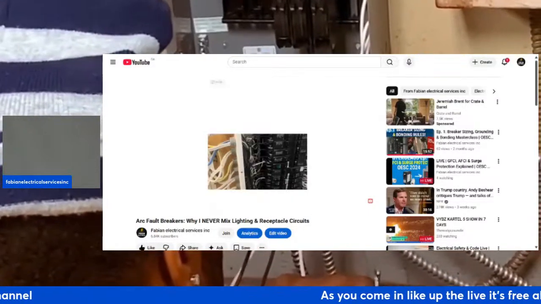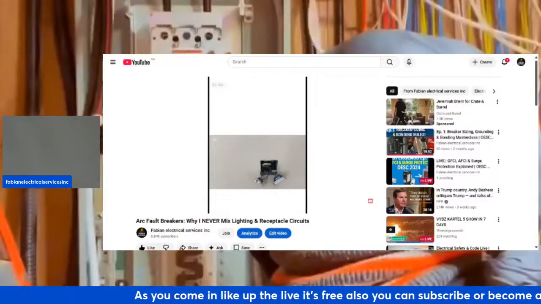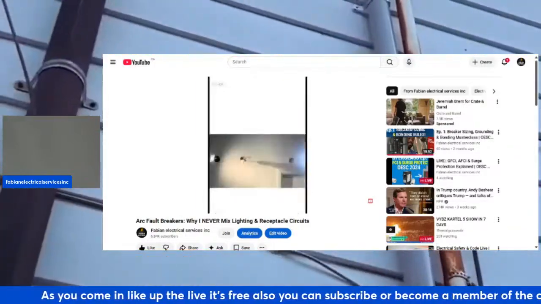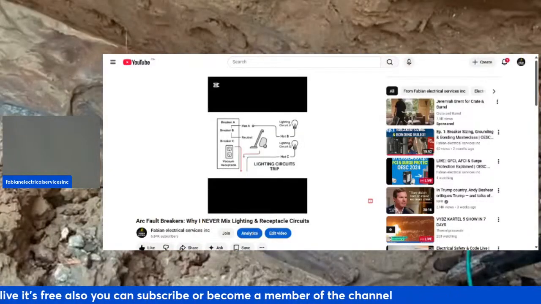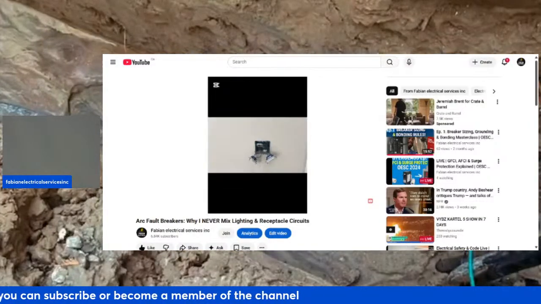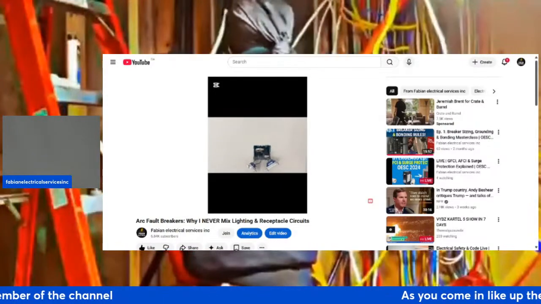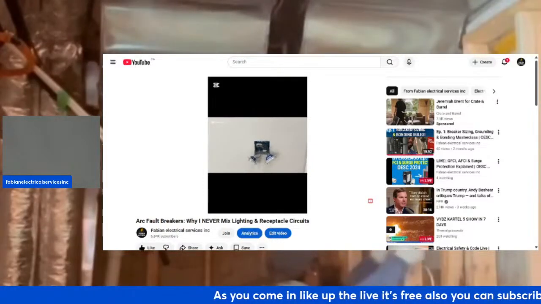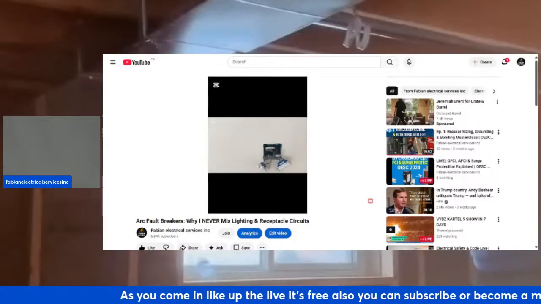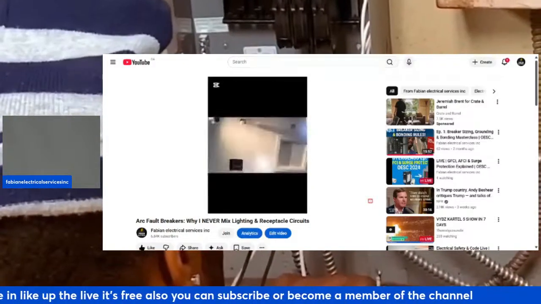Arc fault breakers monitor current flow for irregularities. When you combine different types of loads like lighting, ballast, and receptacles, the noise and harmonics can trigger a false trip. Add shared neutrals into the mix, and the breaker thinks it's seeing an arc fault, even if everything is wired right.